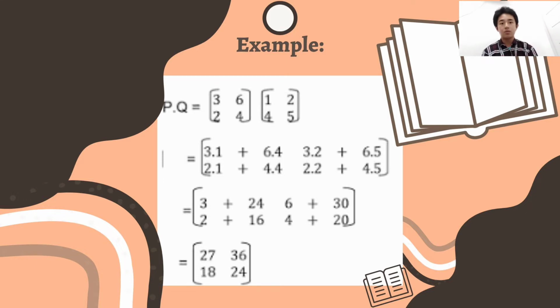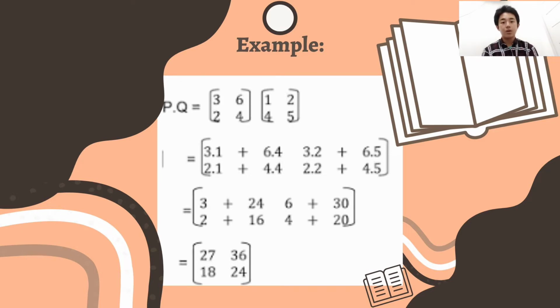2 times 1 equals 2. 4 times 4 equals 16. 2 times 2 equals 4. 4 times 5 equals 20. So what we're going to do, there's an addition. So we're going to add 3 with 24, 6 with 30, 2 with 16, 4 plus 20. And we get the new answers of P matrix times Q matrix. That is 27, 36, 18, and 24.